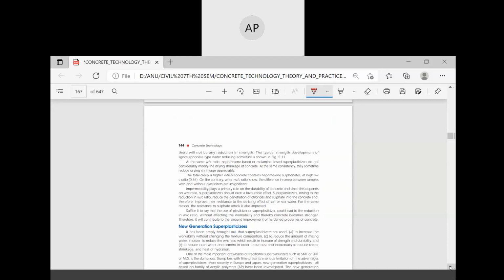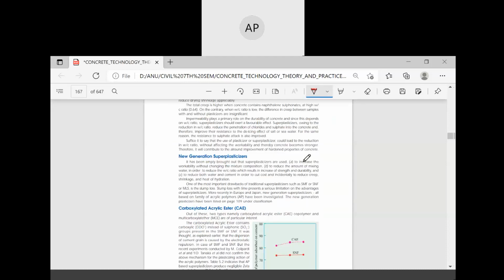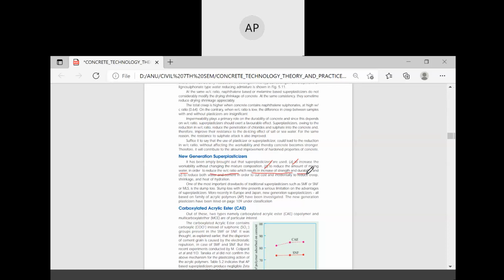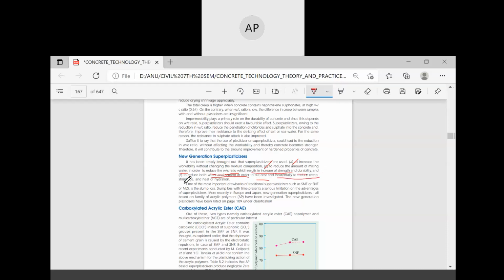Okay. New generation superplasticizers. So what is the new generation? It is increased workability and changing the mixture composition to reduce the amount of mixing water in order to reduce water cement ratio, which results in increase in strength and durability, and to reduce both water and cement in order to cut cost and incidentally to reduce creep, shrinkage, and heat of hydration.